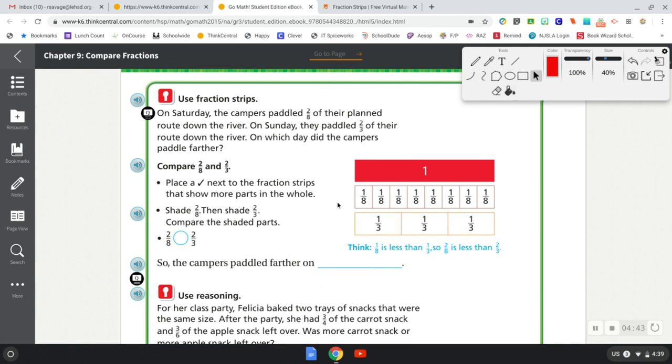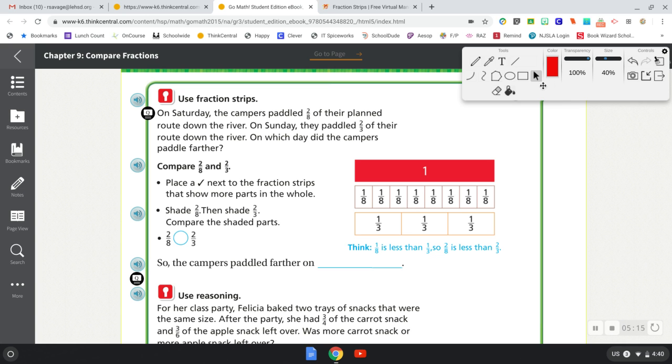Our next example uses fraction strips. On Saturday, the campers paddled 2/8 of their planned route down the river. On Sunday, they paddled 2/3 of their route down the river. On which day did the campers paddle further? So we are comparing 2/8 and 2/3. Same numerator. They're both going to be two pieces. The denominator tells me the size of the pieces.